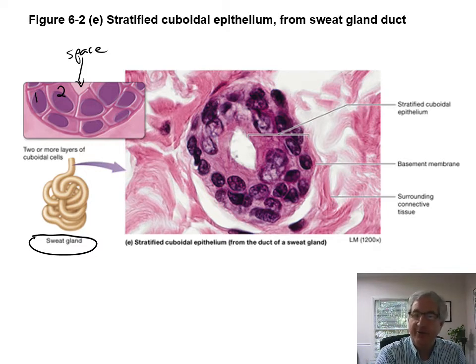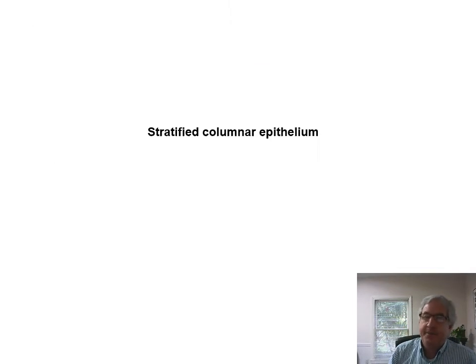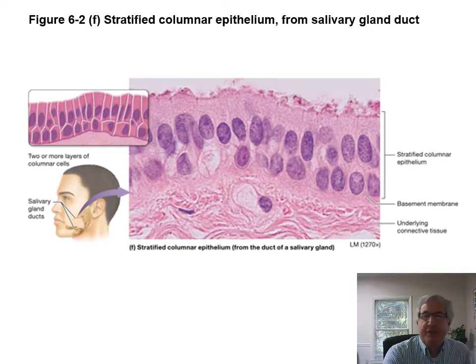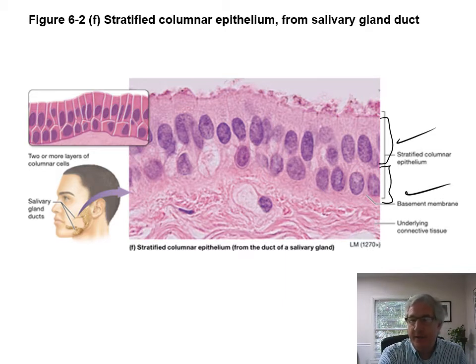Here's a photomicrograph of that showing the stratified cuboidal epithelium, basement membrane, and then all around it is, we'll talk about what this is in a little bit, connective tissue. All right, next slide. Stratified columnar epithelium. You can find this in the salivary gland ducts. You can see there are 1 and 2 layers of rectangular shaped cells that are columnar, and since there are 2 layers of them, it's stratified. Then you have the basement membrane, and then you have underlying connective tissue. All right, next slide.